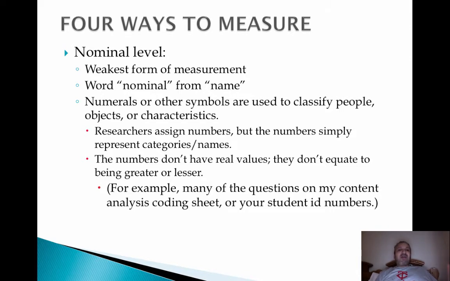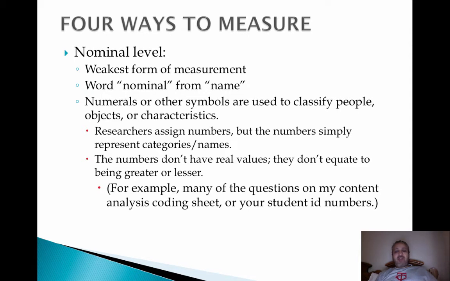So the nominal level is the weakest level of measurement. The word nominal actually just comes from nom or name, right? And it's basically when we just use numbers to stand in for people or objects or characteristics. So we just assign numbers, but the numbers don't actually mean anything. It's like your student ID numbers. Every one of you has a UNA student ID number, right? The numbers don't actually mean anything in terms of like value.